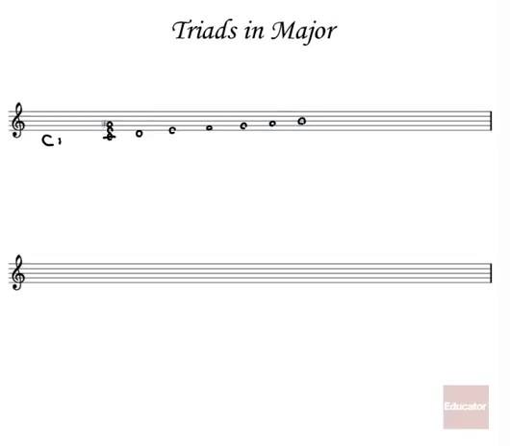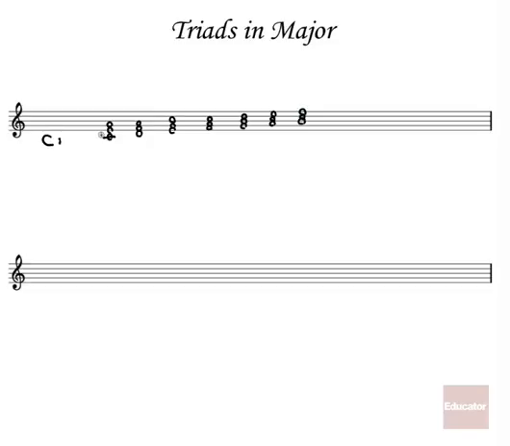So the first one was these three notes here, C, E, G. The second one is D, F, A. And the third is E, G, B. F, A, C. G, B, D. A, C, E. And the last one on the seventh degree is B, D, F.